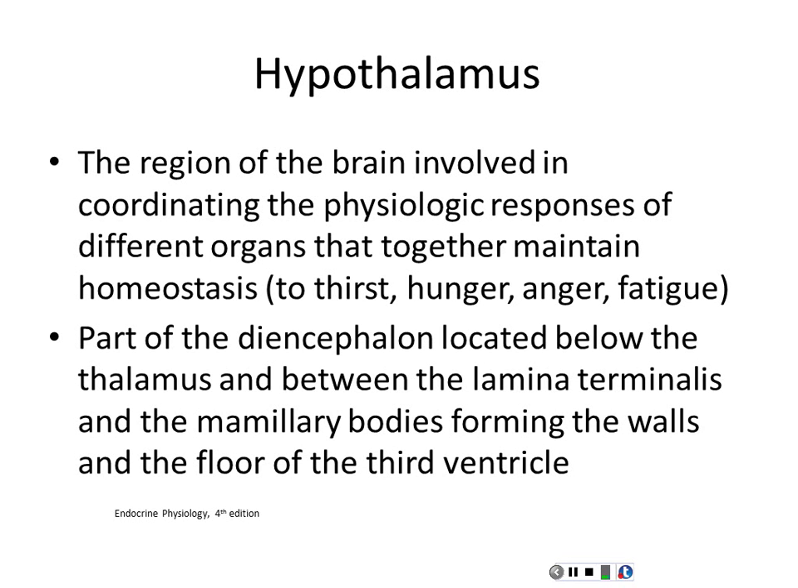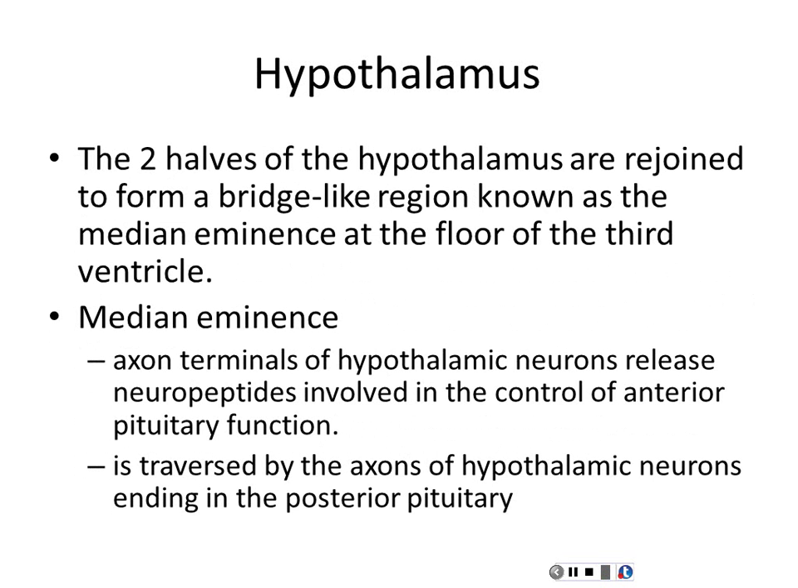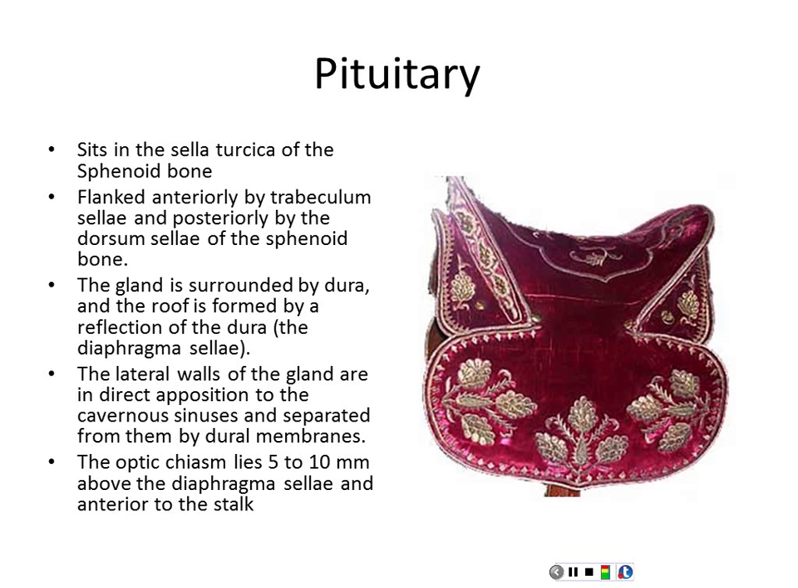I highly doubt they would ask us this, but you never know. The two halves of the hypothalamus are rejoined to form a bridge-like region known as the median eminence at the floor of the third ventricle. This is important because the axon terminals of the hypothalamic neurons release neuropeptides involved in the control of anterior pituitary function, and they're also traversed by axons of the hypothalamic neurons ending in the posterior pituitary. So somebody can say English, please, and we'll get to that in a second.